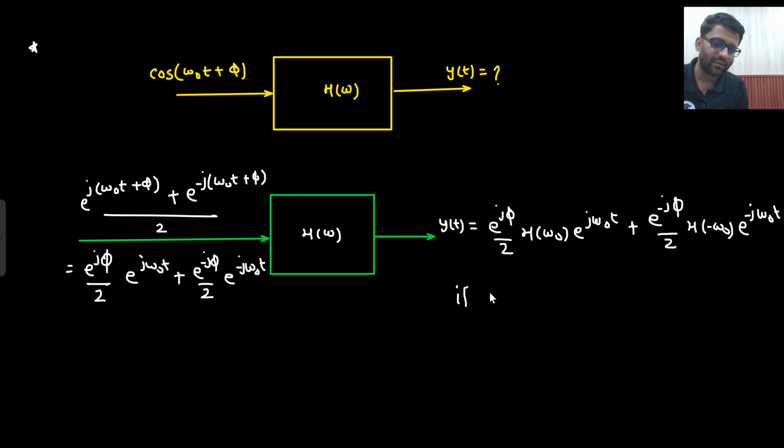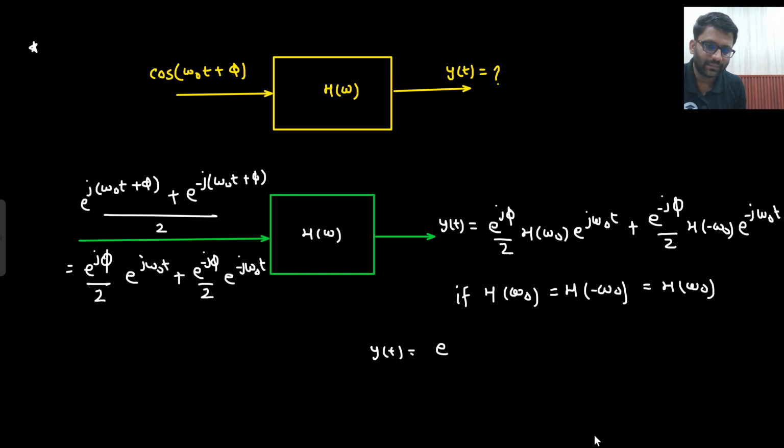Now if h of omega naught is equal to h of minus omega naught, and I call that h of omega naught, what would be your y of t? h of omega naught can come common, right? Inside what can go? E to the power j omega naught t plus phi plus e to the power minus j omega naught t plus phi, divided by 2.